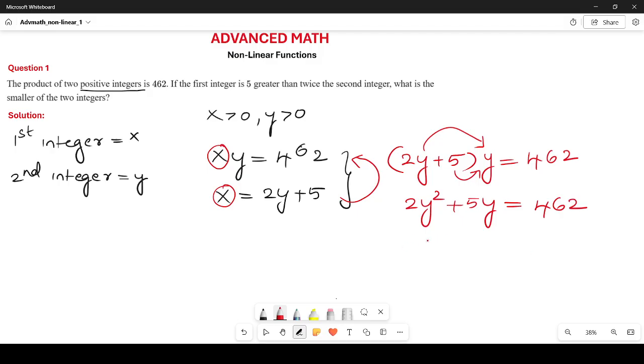Let's rearrange the equation by taking every term to the left side. So I can subtract 462 throughout. So this becomes 2y squared plus 5y minus 462 equal to 0. So clearly if we solve this equation, we'll get the value of y.